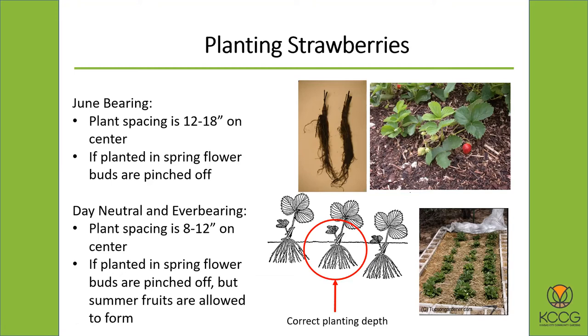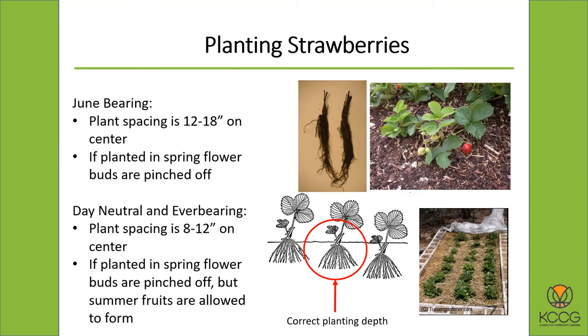But these day neutral and everbearing need to be planted a little bit tighter on center, because the plants themselves are not nearly as robust as the June bearing. The other thing is, if you're planting right in early spring, let's say you get some berries from us, you would need to pinch those flower buds first thing. That way you're encouraging vegetative growth. You're letting that patch get established. The same is true with the day neutrals. Pinch those first spring flower buds, but then you could allow them to fruit in the summer.